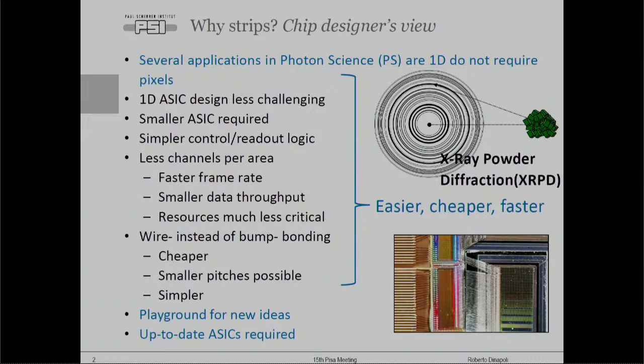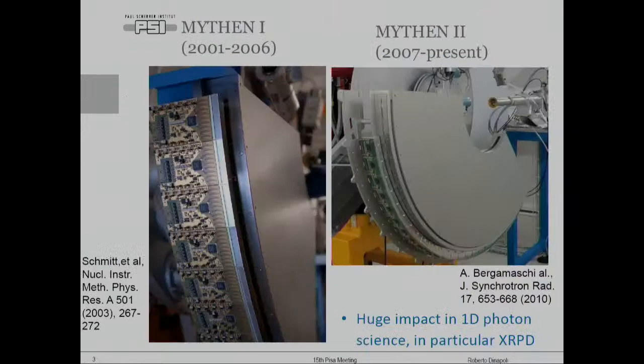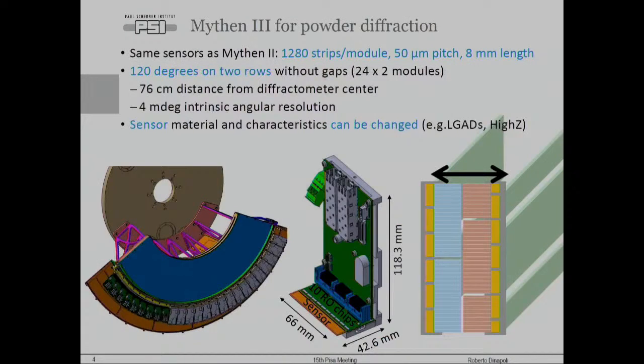Additionally, the fact that they are not so fancy or not so interesting maybe means that there are really not a lot of good chips around. And we also wanted to update our ASIC. So the Mythen project started in 2001 with Mythen 1, went on in 2007 with Mythen 2, and already with these two chips we had a huge impact in 1D photon science, and in particular XRPD.